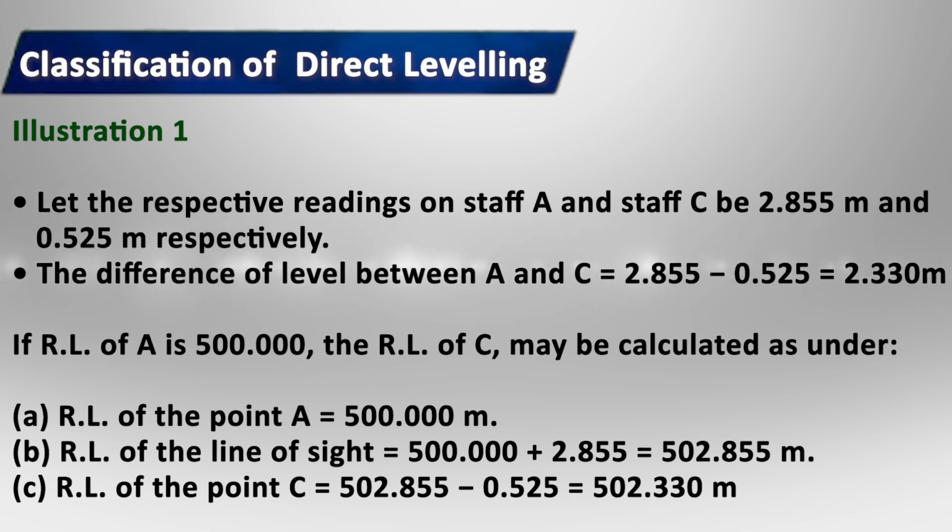502.855 meters. Then we can calculate the reduced level of point C, which will be equal to the reduced level of line of sight minus the foresight at station C, that will be equal to 502.855 minus 0.525 meters, that will be equal to, your answer will be 502.330 meters.